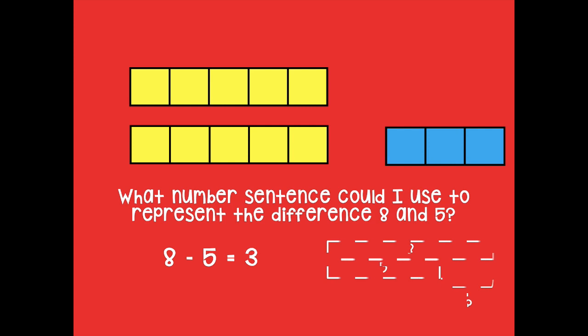I can also model this with a tape diagram. So see how I have the long bar as 8, the shorter bar as 5, and then the amount that this difference is, that unknown. But now we know that it's 3.